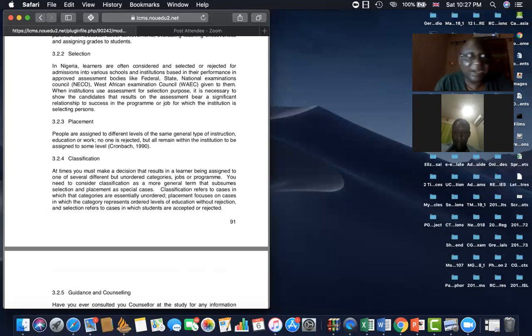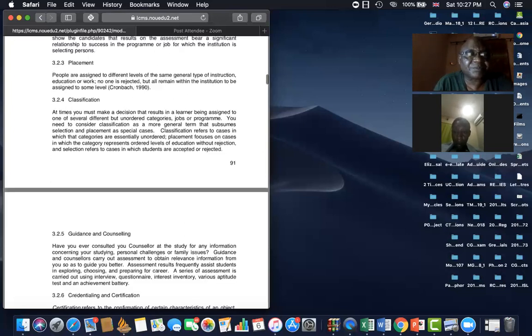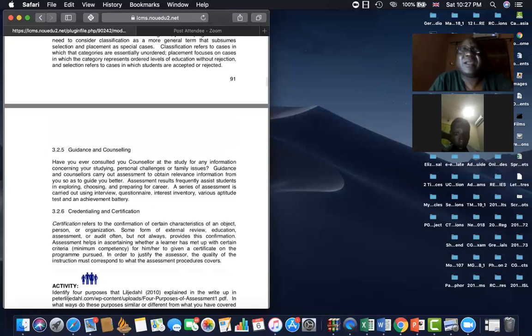Now let's look, for example, a student can have a first class. That's a kind of classification, or a 2-1, or a 2-2, or a third class.